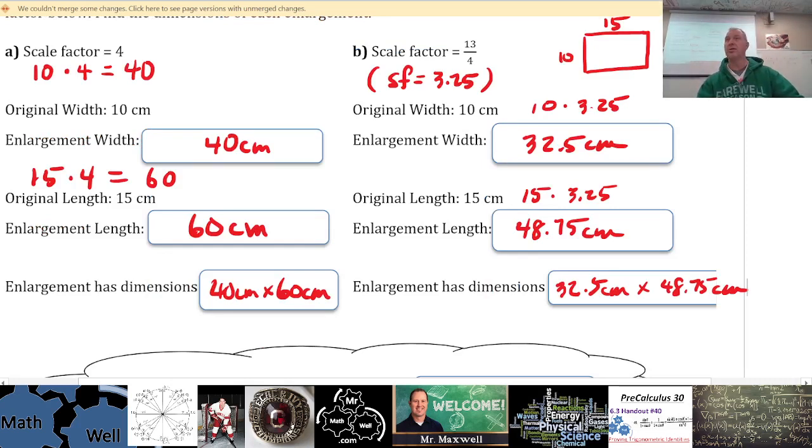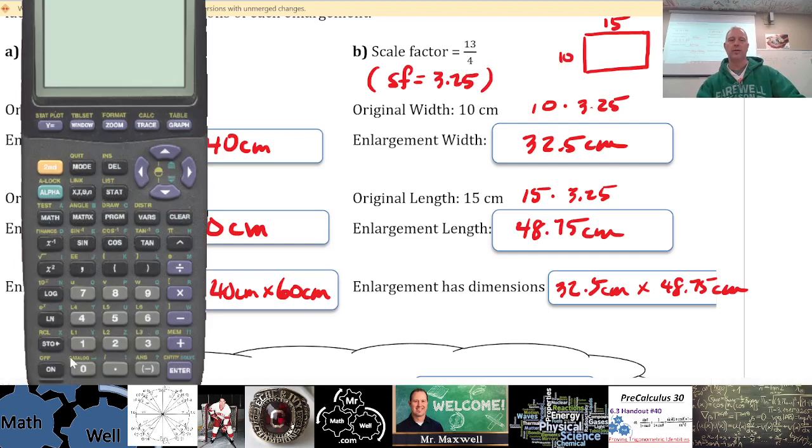Any thoughts or questions about that? Do you guys get that? Now, if you don't want to convert this to a decimal, you don't have to, right? On your calculator, you can use just the fraction, 13 over 4. Some of you have a fraction button, some of you don't. So on this calculator, I would just have to go 13 and then write the divided by 4 in brackets. So you could do it just like that too, and you get 32.5.